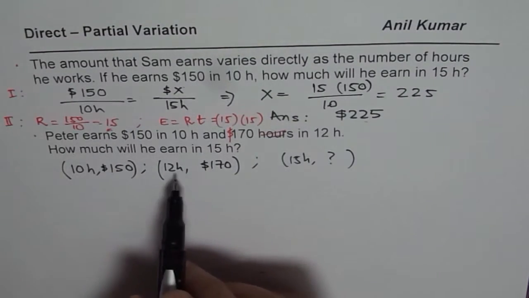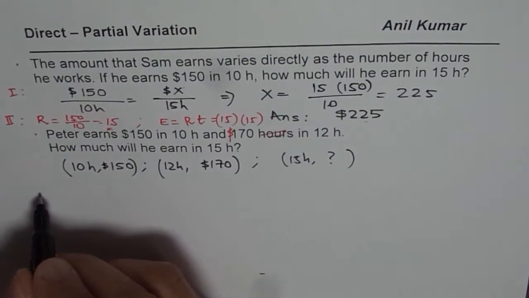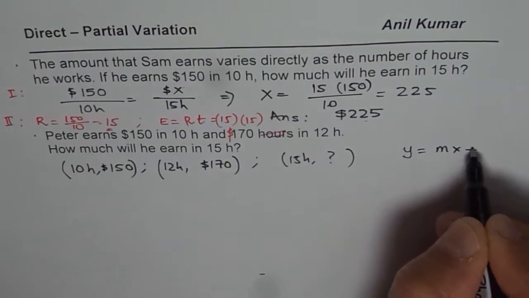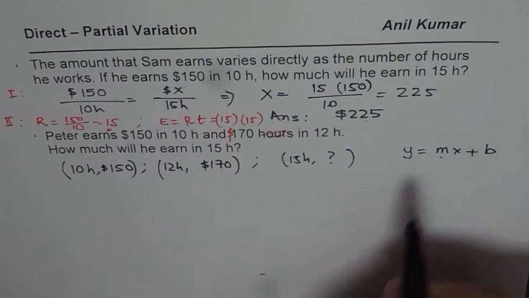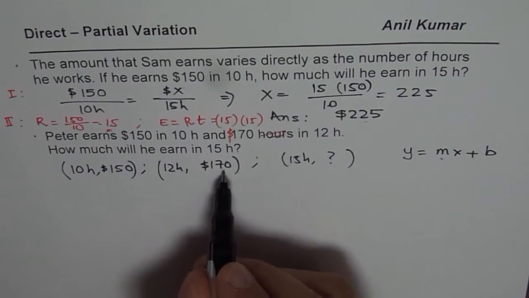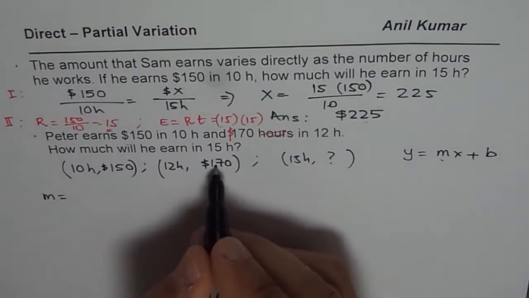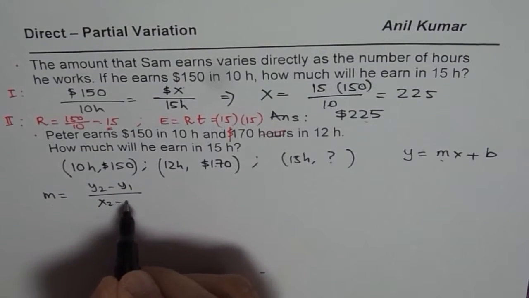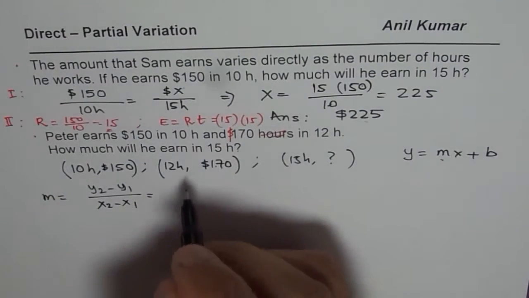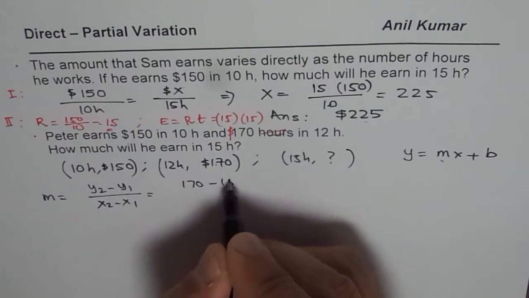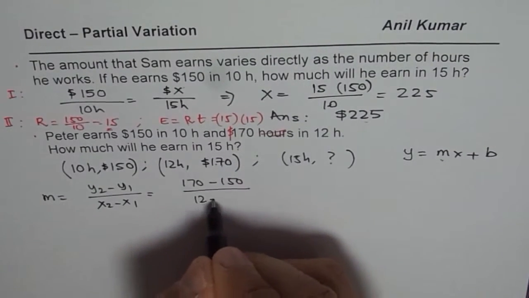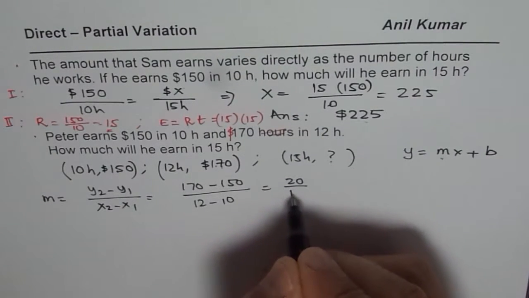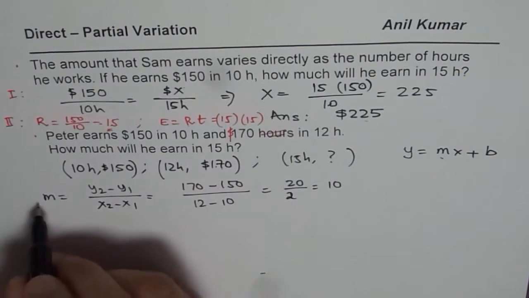Now to find the rate here, the equation could be in the form of y equals mx plus b. To find m, the rate of change, m will be y2 minus y1 over x2 minus x1. y2 is 170. So 170 minus 150 divided by 12 minus 10, which is 20 divided by 2, which is 10. So m is 10 for us.